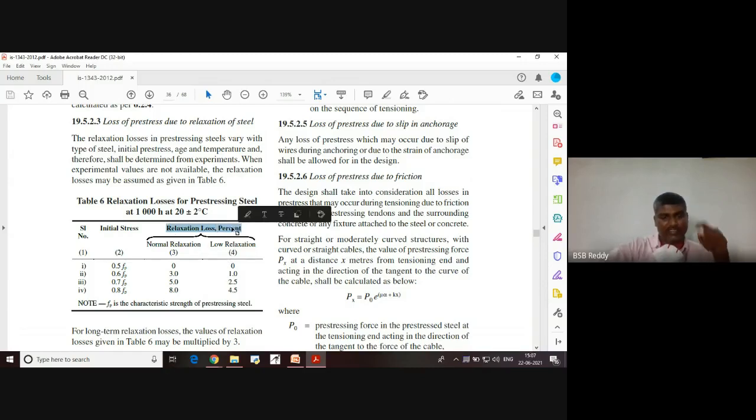Okay? And this is in terms of percentage: 3%, 5%, 8%, and 0 up to 50% of stress. So if you take 1000 megapascal as a characteristic strength of steel, anything from 0 to 500, relaxation loss will not be there at all. And if you induce the stress beyond 50% to 60, 70, 80%, as you increase the initial stress, the relaxation loss is also going to increase, and the maximum is 8%. Okay, and it can be read like this. And if you have any value in between, you can always interpolate between the values.